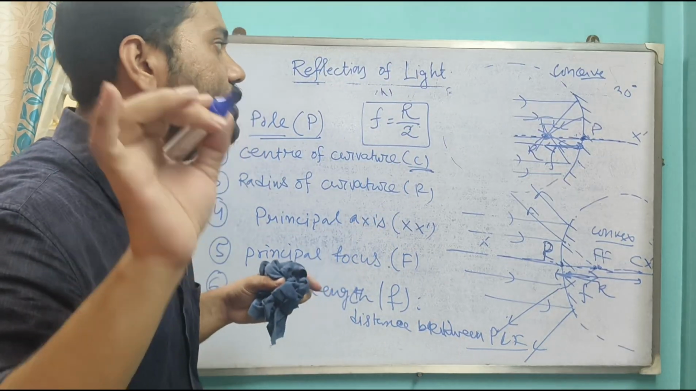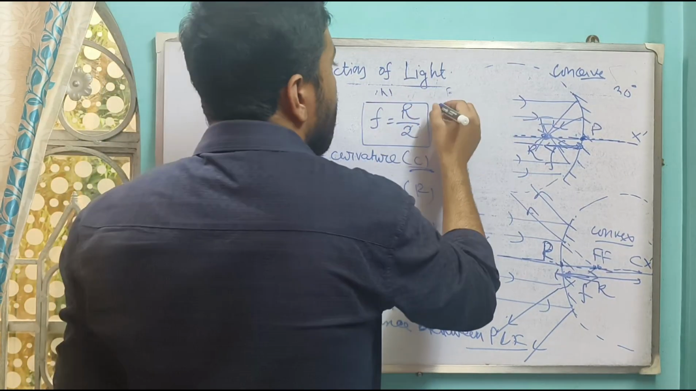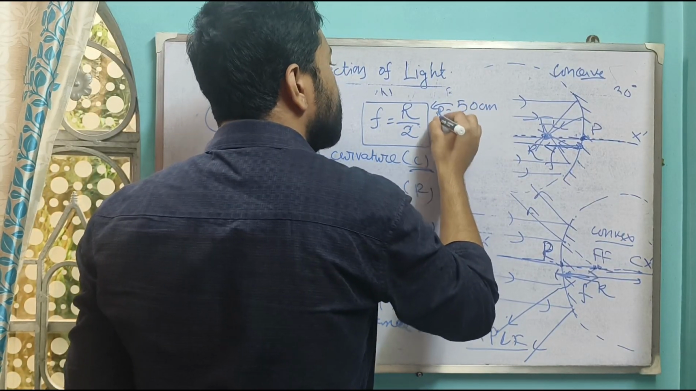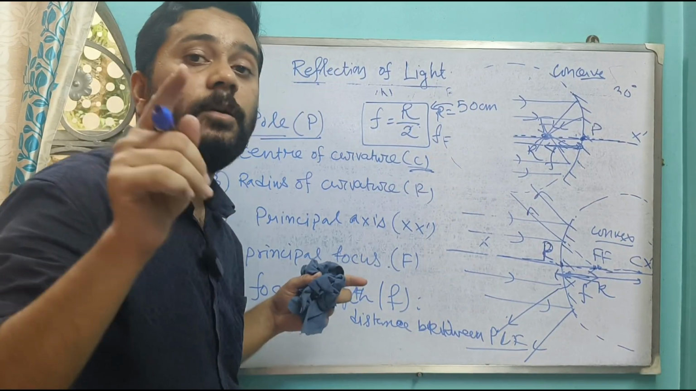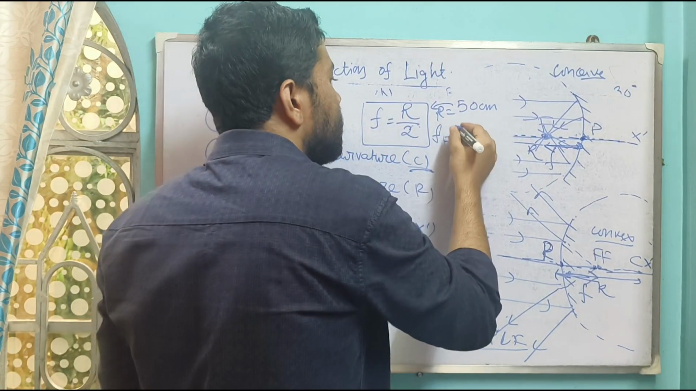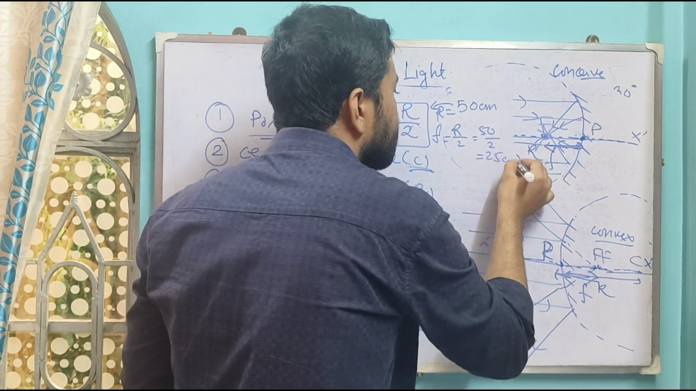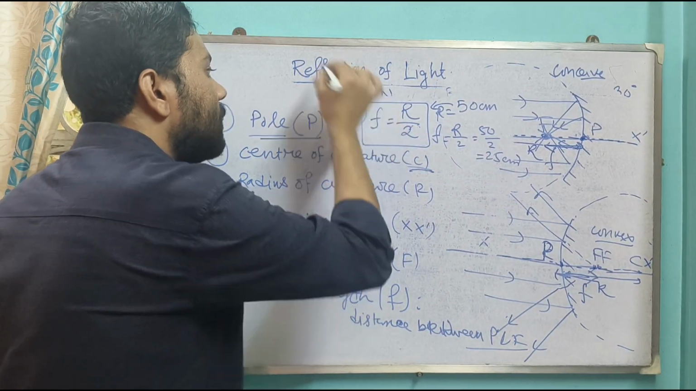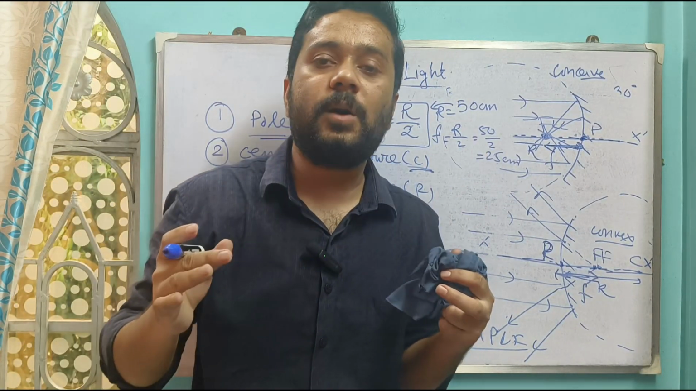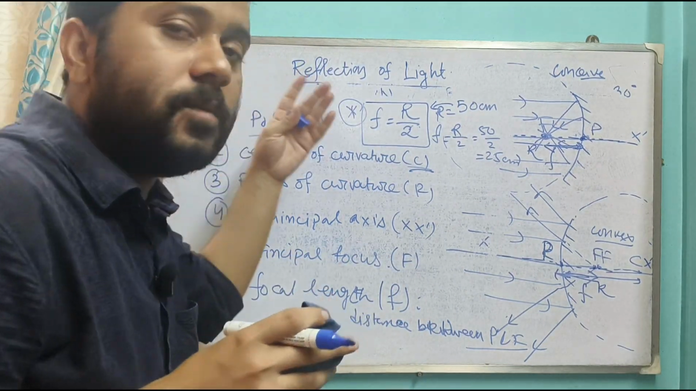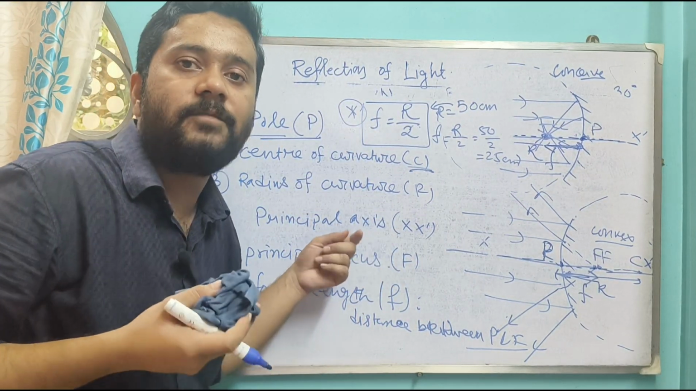It means if I consider a concave mirror of radius of curvature 50 centimeter, then what will be the focal length of that mirror? Obviously that will be r by 2, it means 50 by 2, so that will be 25 centimeters. So this is the important formula we have to remember, that f equals r by 2. These are the important terms related to spherical mirror we have studied.